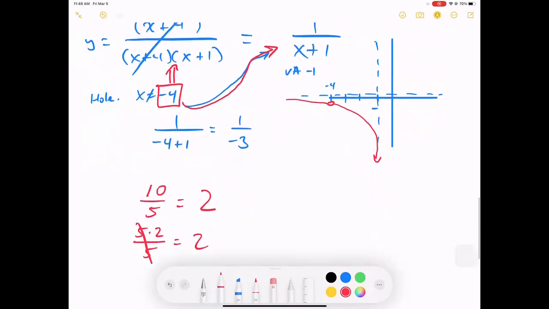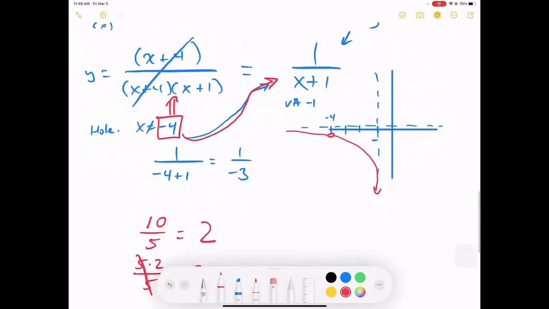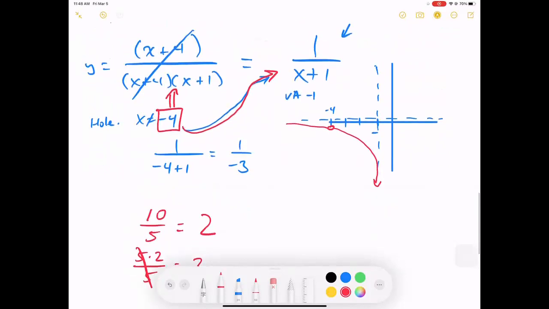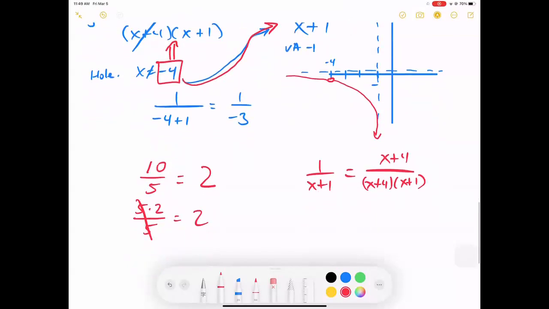What we're doing here is saying exactly the same thing, except: is 1 over x plus 1 really the same as x plus 4 over x plus 4 times x plus 1? Are these really the same thing? And the answer is 99.9% yes. But remember what numbers we're not allowed to use here. We're not allowed to use negative 4 and negative 1. Negative 1 is still here.